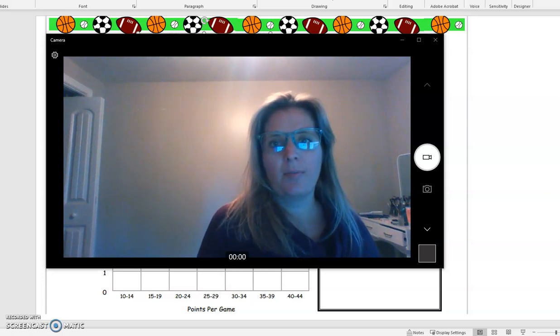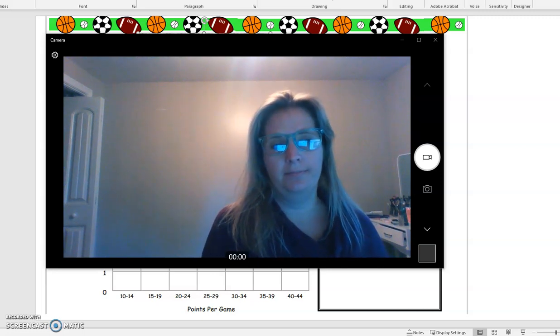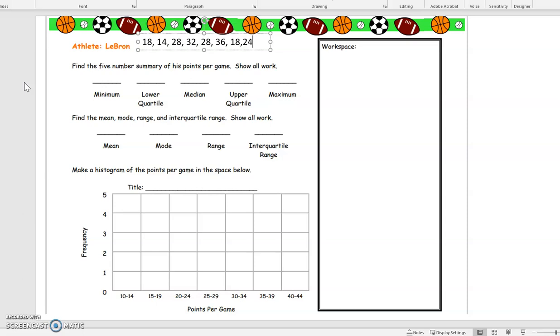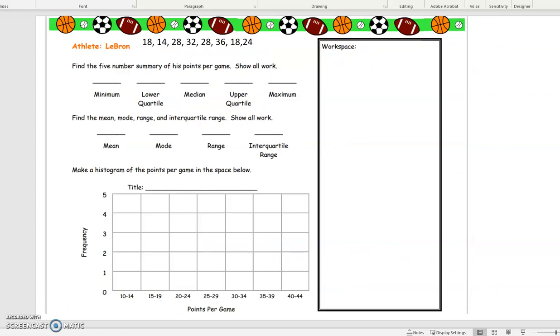Today we're going to review topics from our statistics unit and how to complete our NBA statistics project. In this assignment, you are identifying the minimum, lower quartile, median, upper quartile, maximum, mean, mode, range, and interquartile range for 3 different NBA players. You're going to use the data from slide 3 and use just the points column, not the games column. You'll use these 10-point values to determine which player you think is the MVP based upon these calculations.